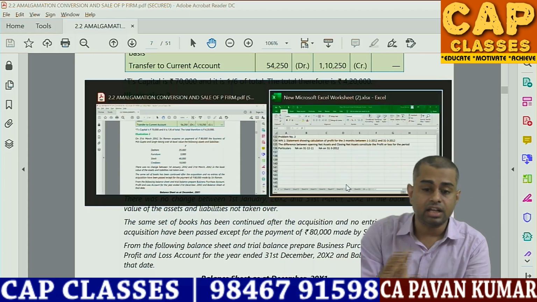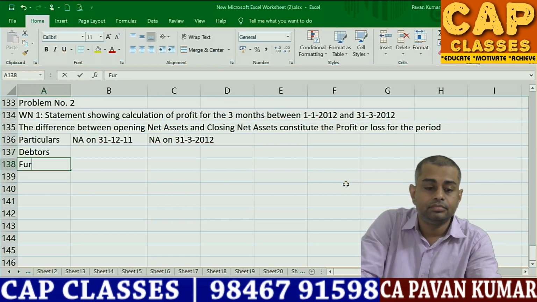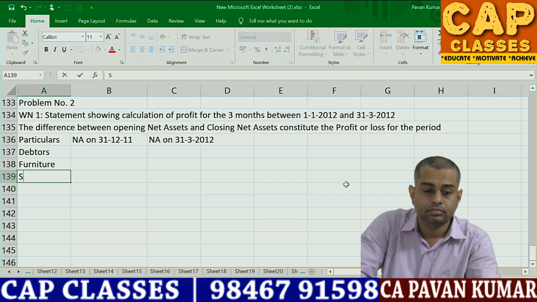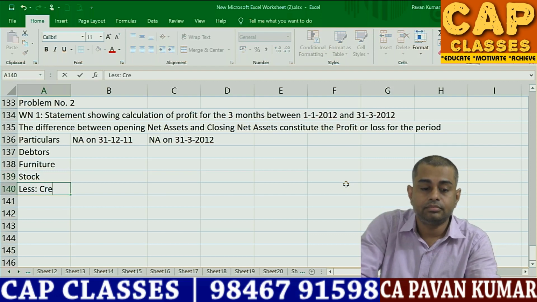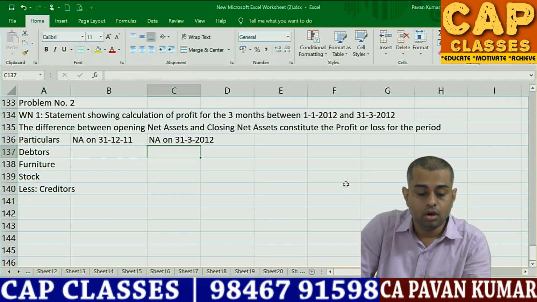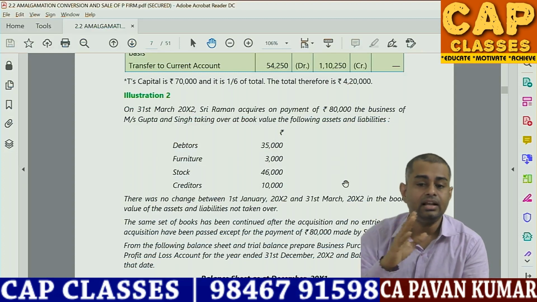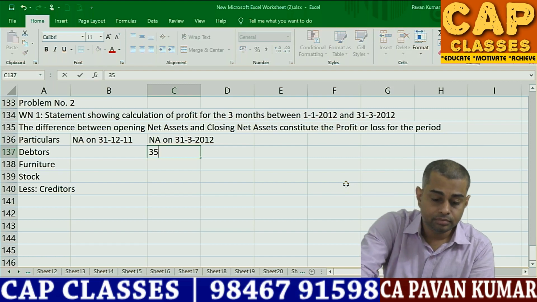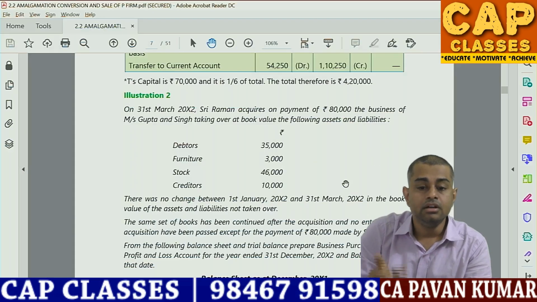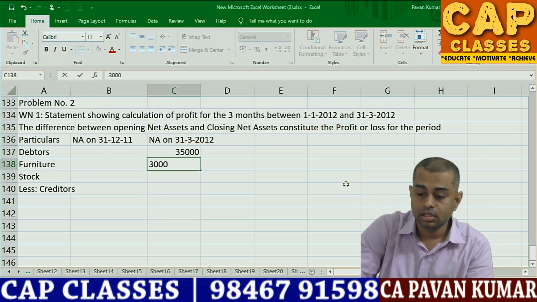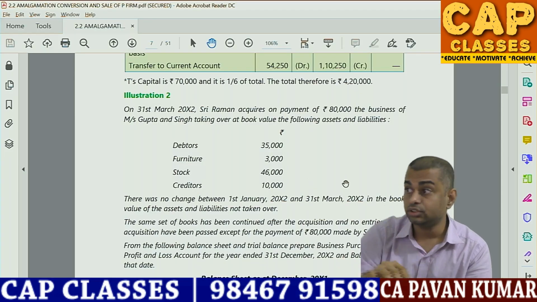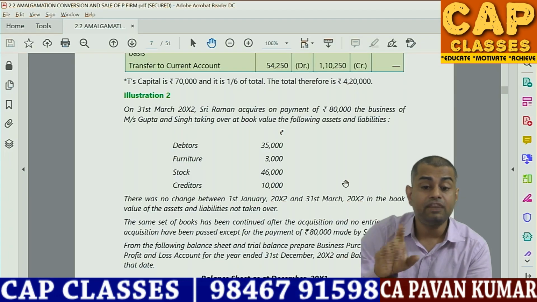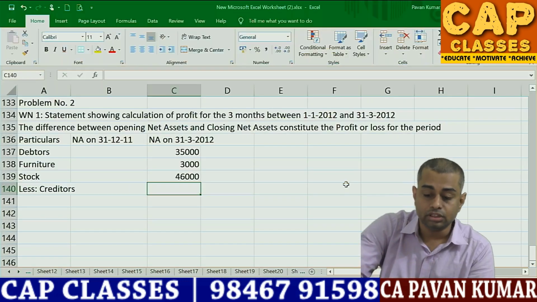Debtors, furniture, stock, less creditors. They said on the date of acquisition, that means 31st March, debtors 35,000, furniture 3,000, stock also they have given how much? 46,000. Creditors we have to subtract because it is a liability, no? Minus 10,000.